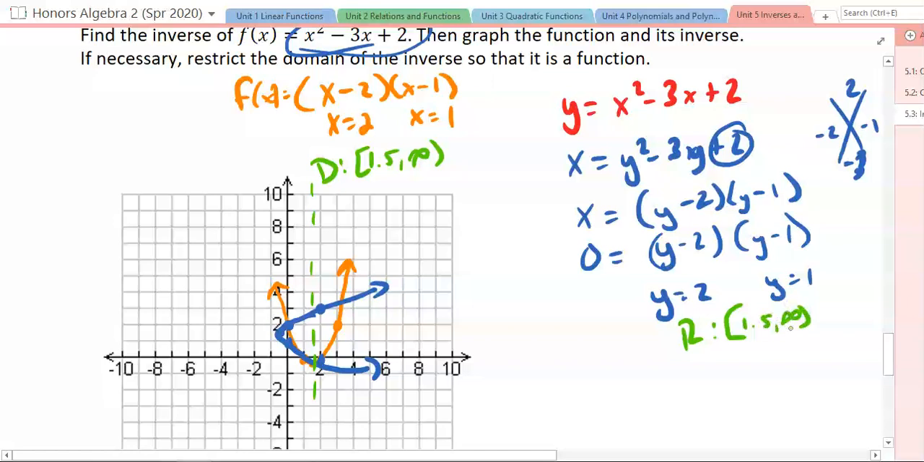Because it's not that the values are going to change, it's that it was the domain of the original function, and it's the range of the inverse, right?